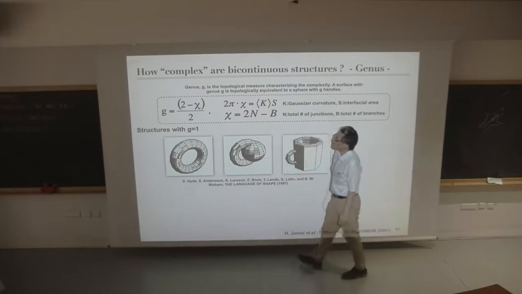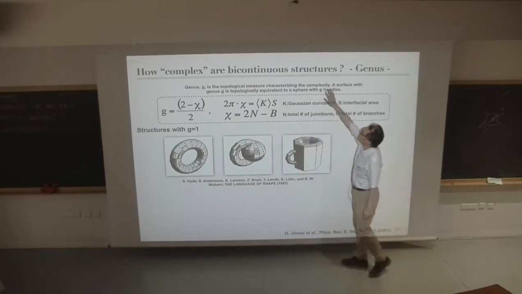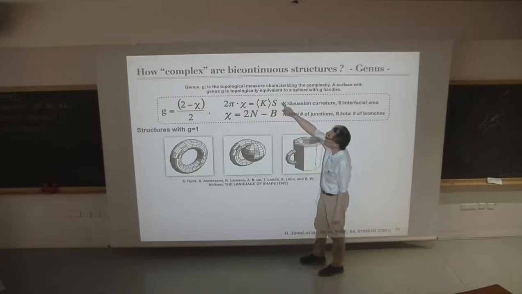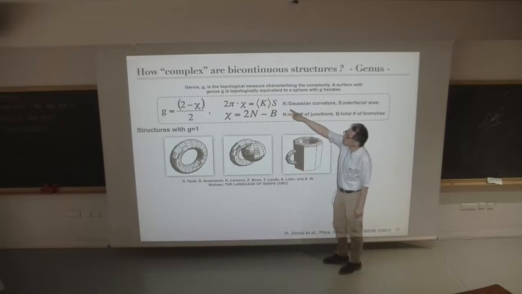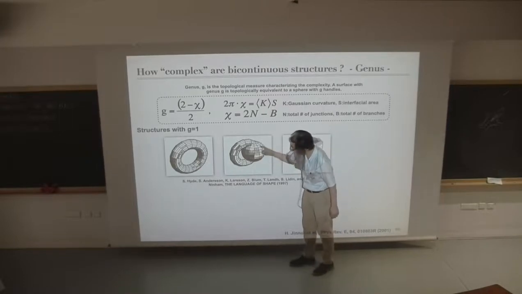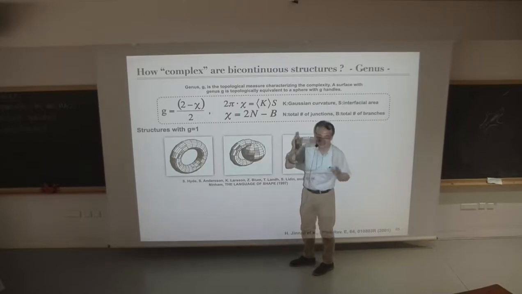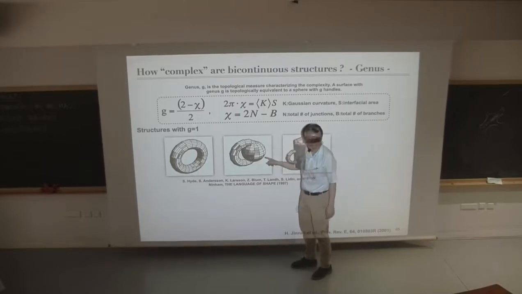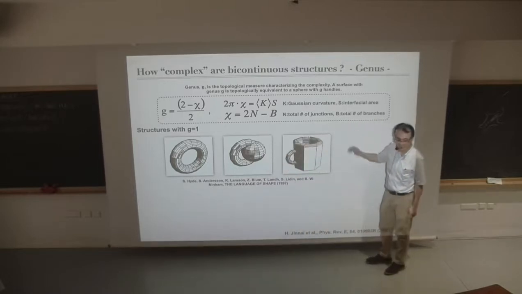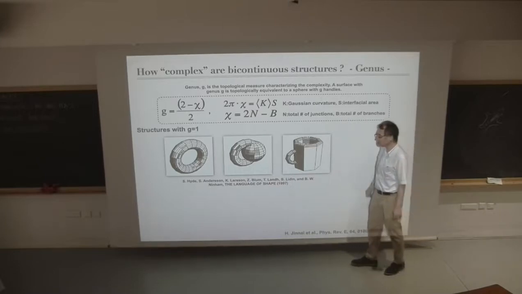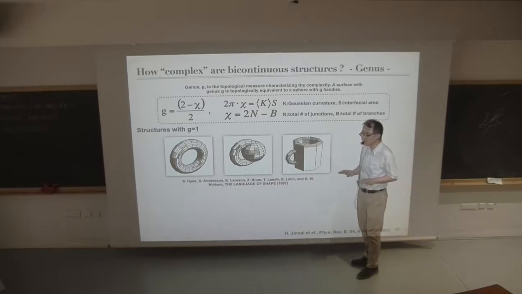And one way to define this genus is here. The genus is the topological measure characterizing the complexity. A surface with genus G is topologically equivalent to the sphere with G handles. So like this, we have a sphere here. We have one handle. That's genus 1. If we have two handles, that's going to be genus 2. Interesting thing is that, in topology, shape, just shape. I'm not talking about volume. I'm not talking about surface area. Just shape, complexity of the shape.